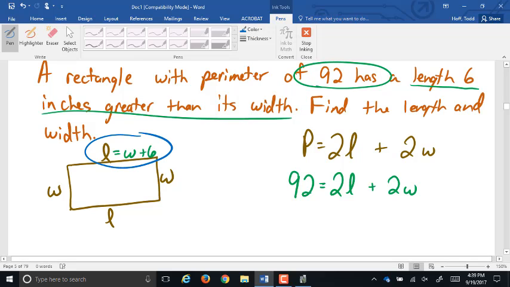So now we can use that in the formula over here where the length is. It's still 92, but instead of 2 times L, it's 2 times, in parentheses, we're going to put W plus 6, because the length is equal to the width plus 6. Then we still have the 2W over here.